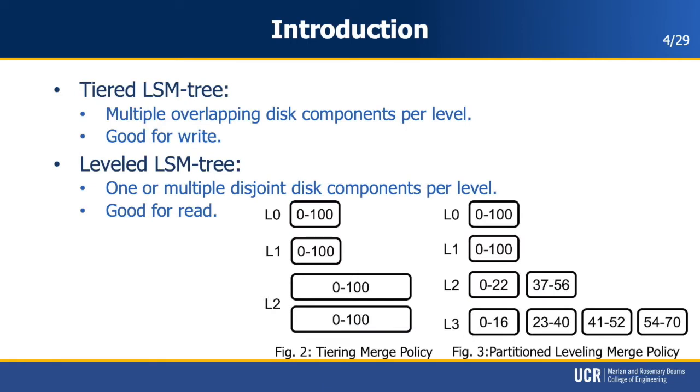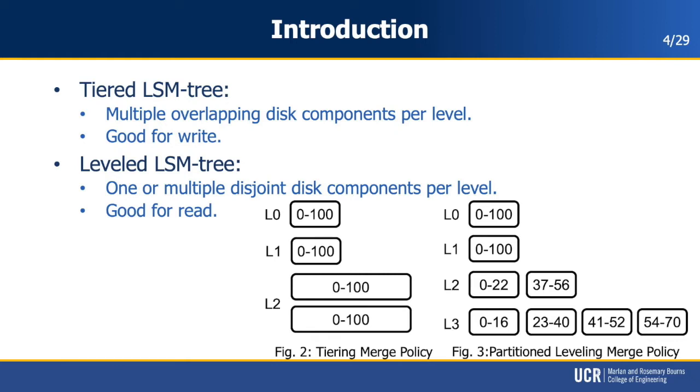On the disk, LSM tree has a level-by-level structure. Each level stores a set of disk components. The disk components can be SS table, B tree, or R tree depending on the applications. Overall, there are two types of LSM trees, tiered LSM tree in Figure 2 and leveled LSM tree in Figure 3. Level 0 is in memory, the rest are on disk. On disk, each level is T times larger than the previous level. T is the size ratio.